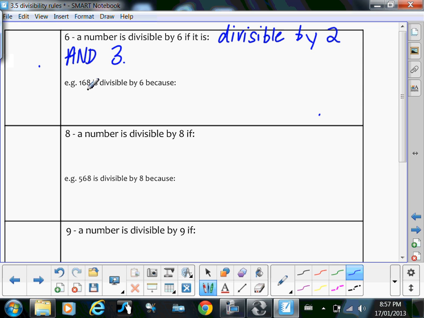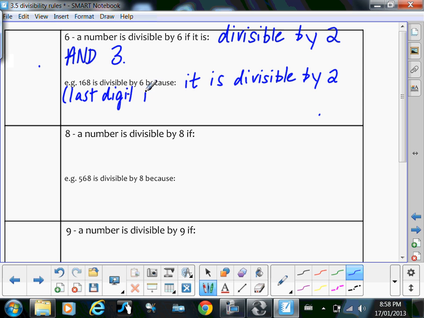The number has to be divisible by 2 and 3. Now notice I gave you the same example in the previous question. The number 168 is divisible by 6 because it is divisible by 2 and 3, but we're going to break it down and be more specific. Because it is divisible by 2, meaning the last digit is even. Remember, it's an 8. And it is divisible by 3.